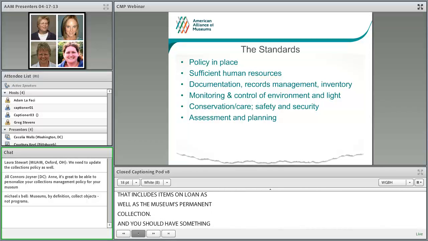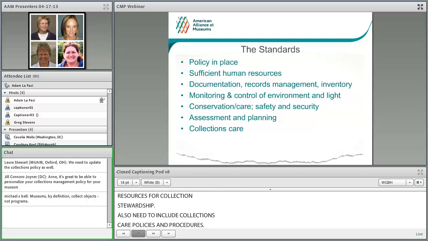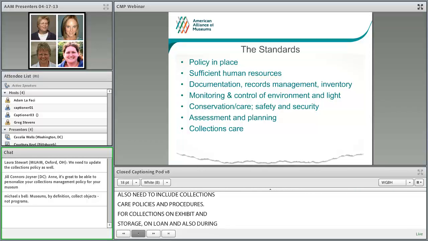You need to have a regular assessment of and planning for collection needs. It needs to take place and have sufficient financial and human resources for collections stewardship. Also need to include collections care policies and procedures for collections on exhibit, in storage, on loan, and also during travel when your collections are outside of your museum.